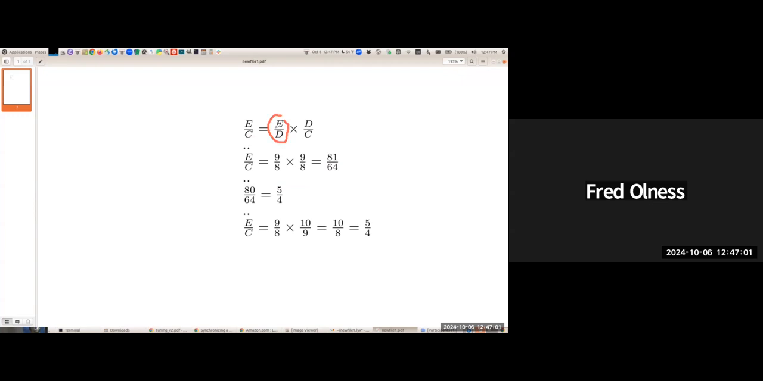For the C to D, actually, we have the ideal 9 to 8. And for the E to D, we have the 10 to 9. Sorry, I reversed those. And now if you look closely, you see there's a 9 upstairs and a 9 downstairs. Those will cancel out, and I'm left with 10 over 8, which reduces to 5/4. And so this is what happens in the just system. We cheat on that E to D interval, we make that a little bit narrower, and that gives us the ideal 5-4 ratio.